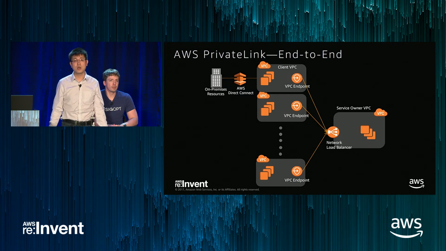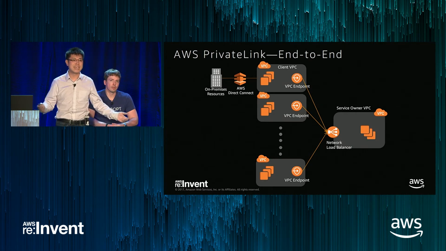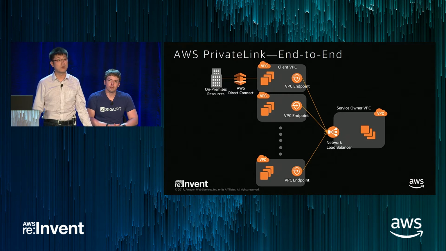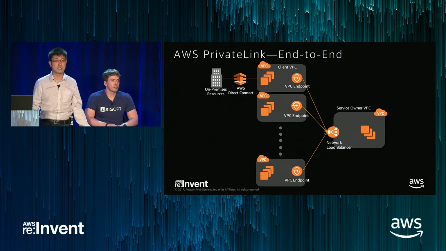And because we don't require non-overlapping IP addresses, these CIDR blocks can completely overlap with each other. So you don't have that headache of planning IP CIDR blocks and trying not to overlap with each other anymore. And this also shows it works with AWS Direct Connect so that your on-prem resources will be able to access those endpoints.